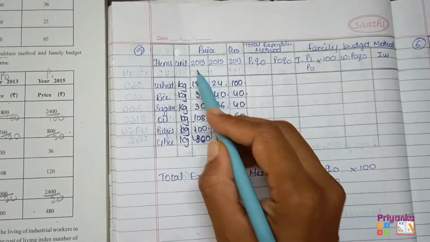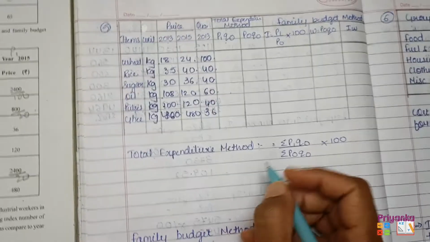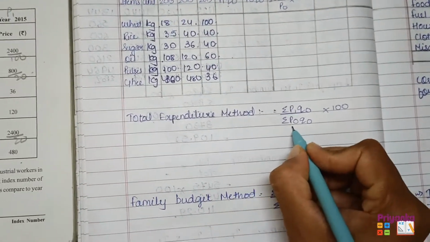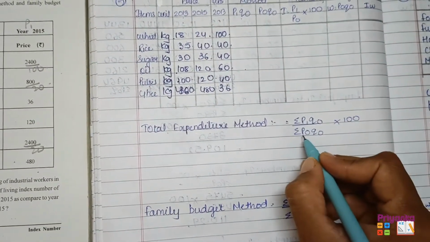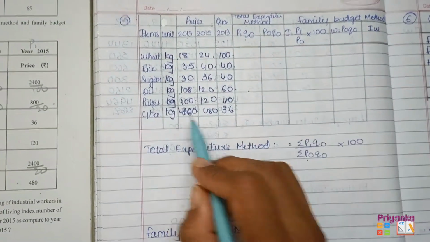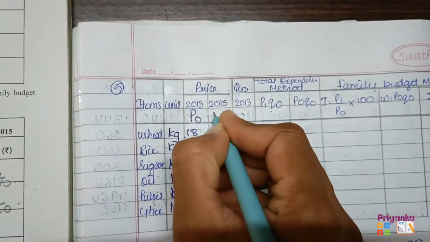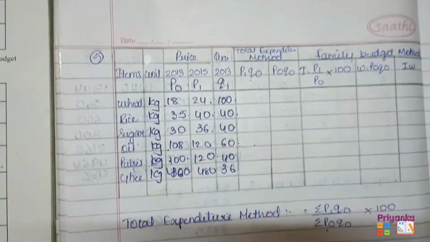As the quantities of base year are given, the formula will be Laspeyres formula, that is sigma P1 Q0 and sigma P0 Q0, and only these two columns will be found out of this information. So first let us declare P0, P1 and Q0.